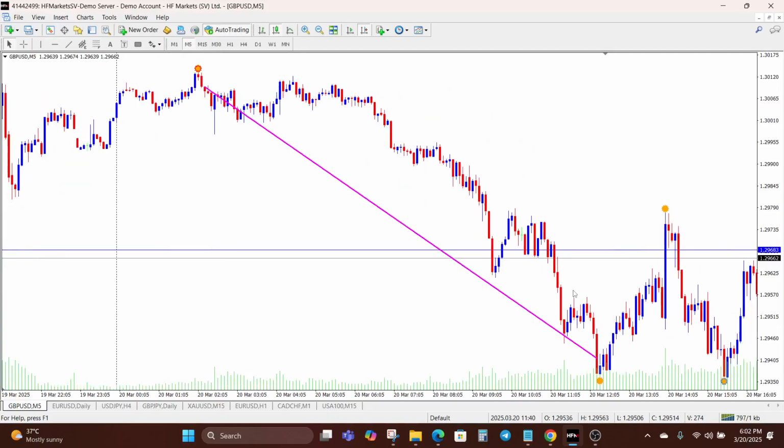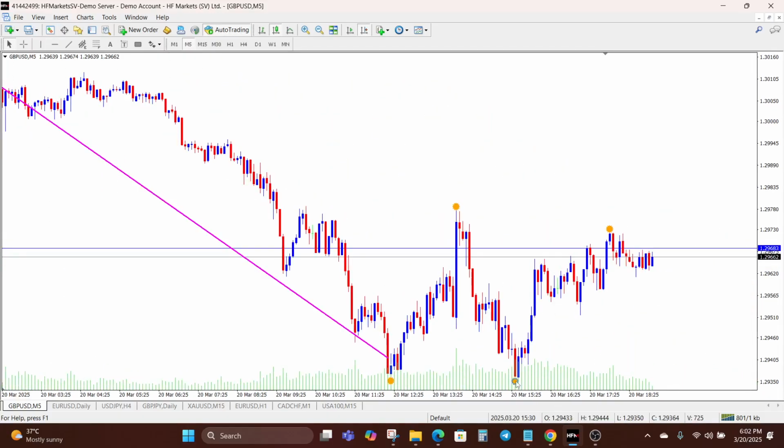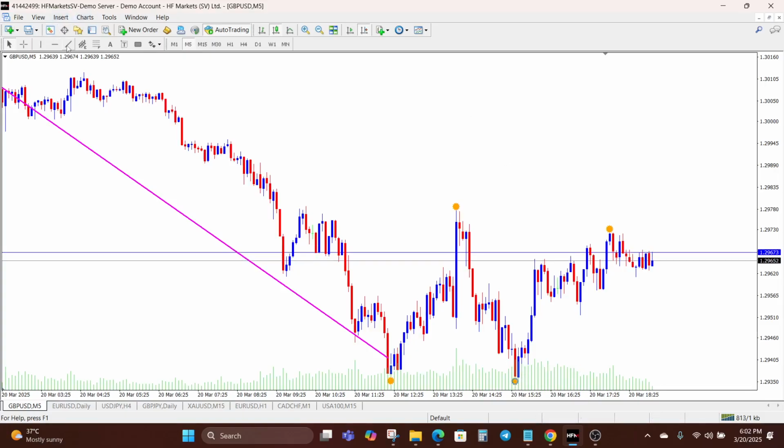On the other hand, when you find an orange dot inside a blue ring, and it appears at the market bottom, it signals a possible uptrend.